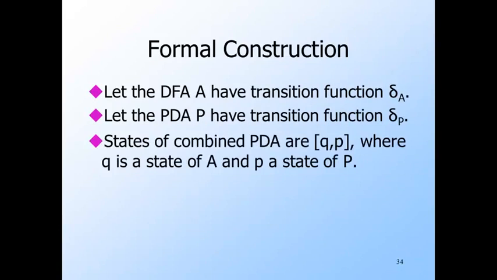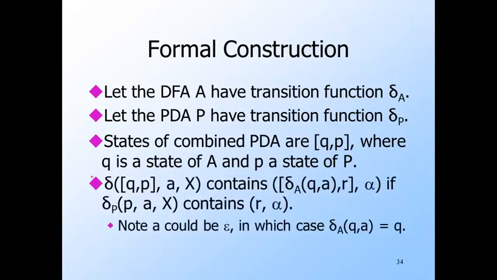States of the new PDA will be pairs. The first component, Q, is a state of the DFA, and the second component, P, is a state of the PDA. Suppose the original PDA has a choice of move from state P and stack symbol X, where A is consumed from the input. That's this. A could be a real symbol or epsilon. The result of the move is that the PDA state becomes R, and X on the stack is replaced by alpha.